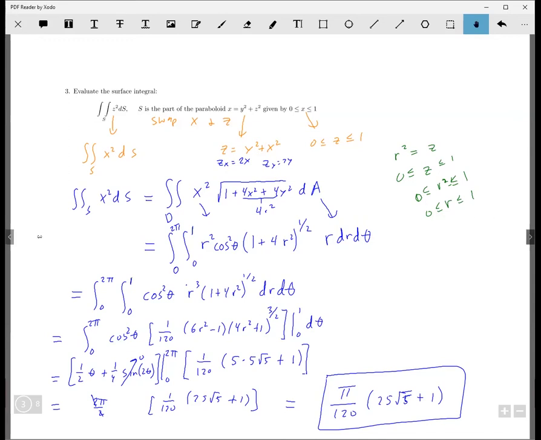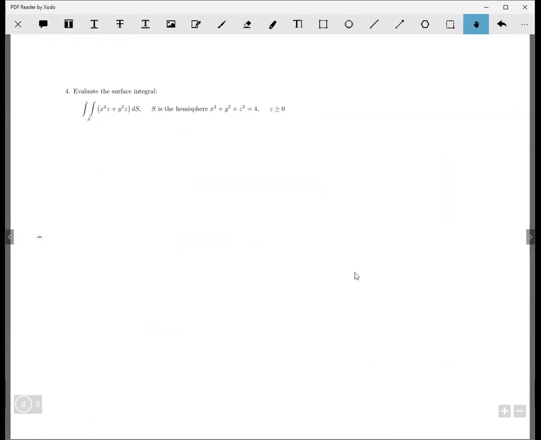So let's move along to number 4. Evaluate this one. So you have S as the hemisphere x squared plus y squared plus z squared equals 4. Okay, what you want to do is actually go to spherical coordinates.